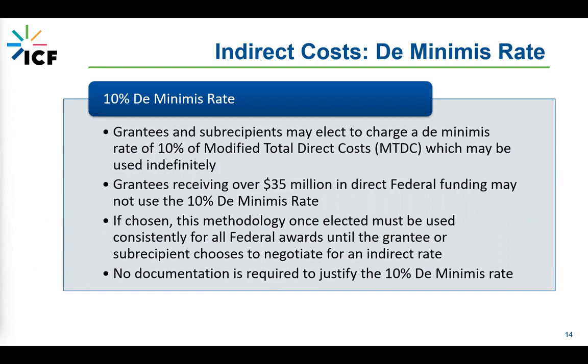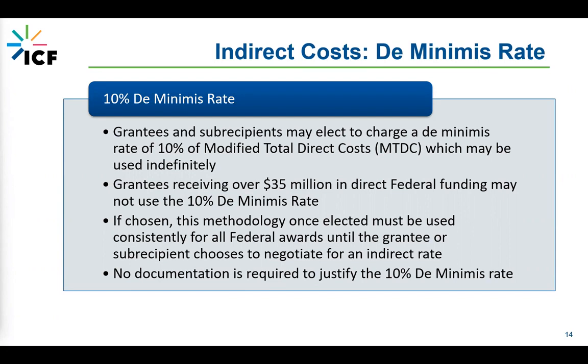But if the method is chosen, once elected, it must be used consistently for all federal awards until the grantee or subrecipient chooses to negotiate for an indirect rate, either via a NICRA or a cost allocation plan. One popular component of this method: no documentation is required to justify the use of the 10% de minimis rate. The 10% de minimis method can be used in lieu of the two other methods.